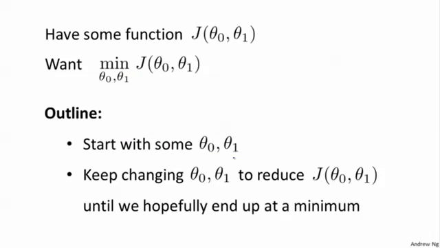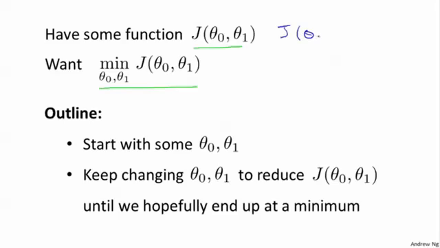So here's the problem setup. Going to assume that we have some function J of theta 0, theta 1. Maybe it's a cost function from linear regression. Maybe it's some other function we want to minimize. And we want to come up with an algorithm for minimizing that as a function of J of theta 0, theta 1. Just as an aside, it turns out that gradient descent actually applies to more general functions.